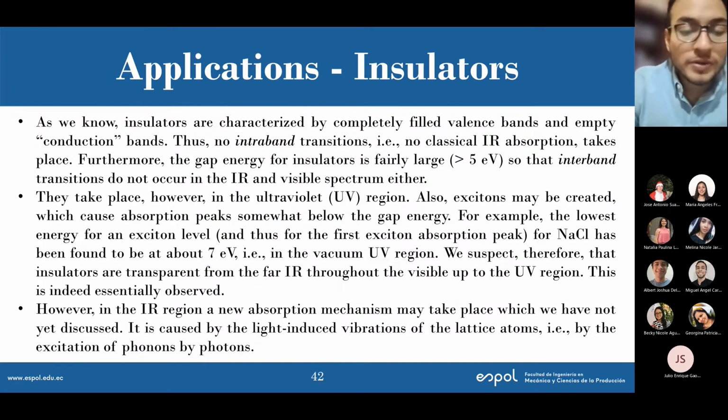Now, what happens with insulators, right? We know that insulators have completely filled valence bands and empty conduction bands, so there are no intraband transitions, right? That is, there is no classical IR absorption. And we know that they do have a very large energy gap. And therefore, at least if we are in the infrared or in the visible spectrum, there will not be interband transitions in insulators either. So we really need to go to very high frequencies, around the ultraviolet region, to have transitions in insulators, right?